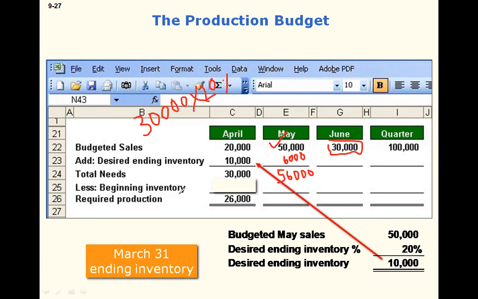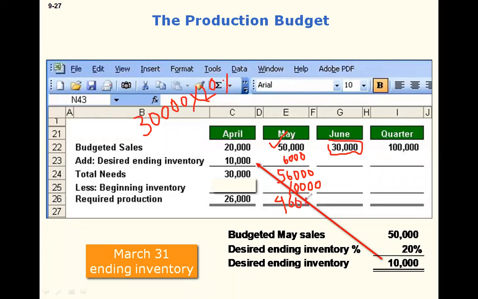And beginning inventory will be what? May month beginning will be the April month ending. So 10,000 will be the beginning inventory for May. So 10,000. That is, what is ending in the month of April will be beginning for May. So that means what will be required production? 46,000 will be our required production.